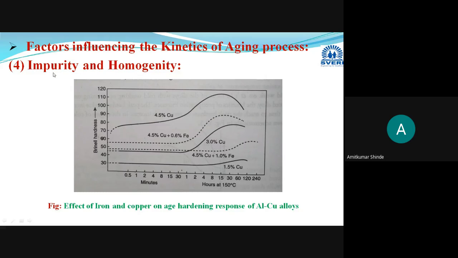Then the impurity point: as impurity goes on increasing in this homogeneous structure, its hardness will decrease. Suppose you have added 0.6% iron, hardness will fall, then 1% iron, again hardness will fall. In this way, homogeneity and impurity will affect the kinetics of that aging process, or the time required for that aging process. Okay, in this way these are the four factors which will influence the kinetics of aging. In this way we have completed this point, that is the age hardening process or precipitation hardening process.